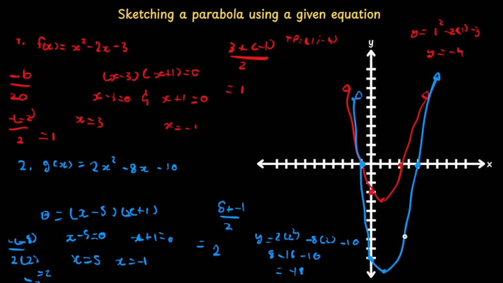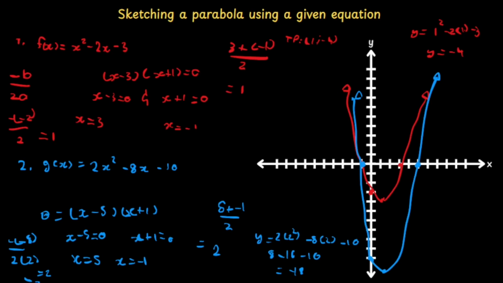Remember to label your turning points. Always put the coordinates of your turning points down when you are asked to sketch a function. Label your x-intercepts and your y-intercepts. If you do all of those things, I can guarantee you guys that you would get full marks for sketching this function. Alright, so that is the first part of this video completed.